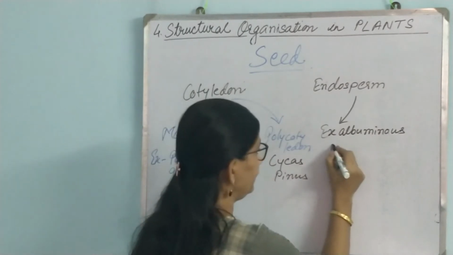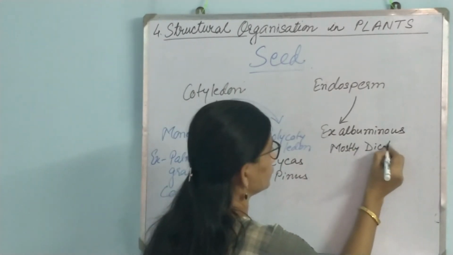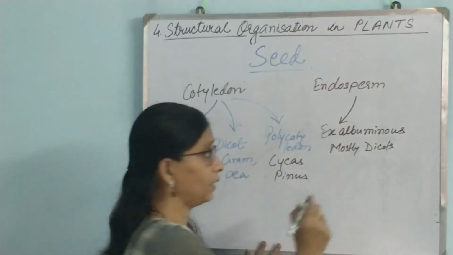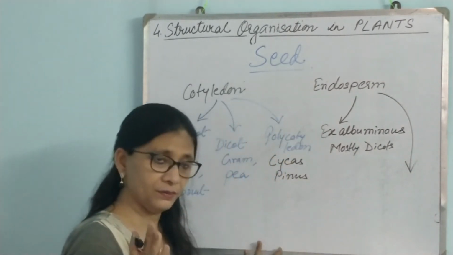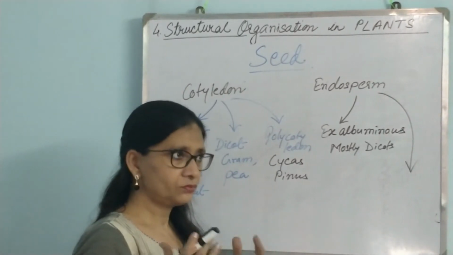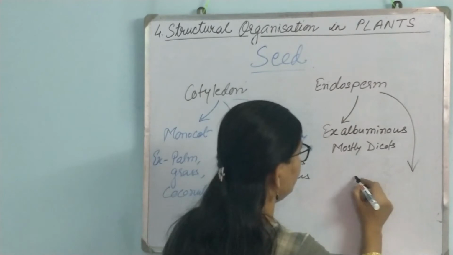Basically, mostly dicots. Some monocots are also there, but it is mostly dicots which are exalbuminous. Then those seeds in which an endosperm persists even after the development of the seed as a whole are known as albuminous.